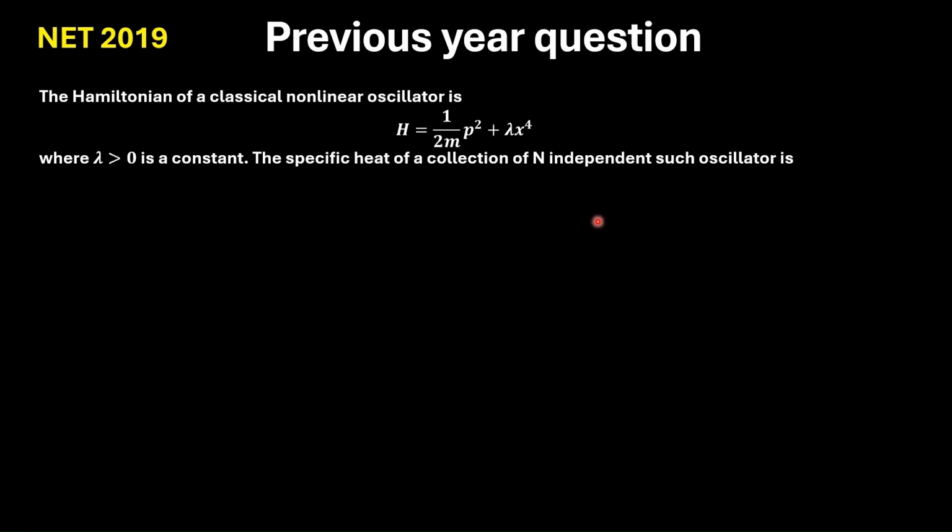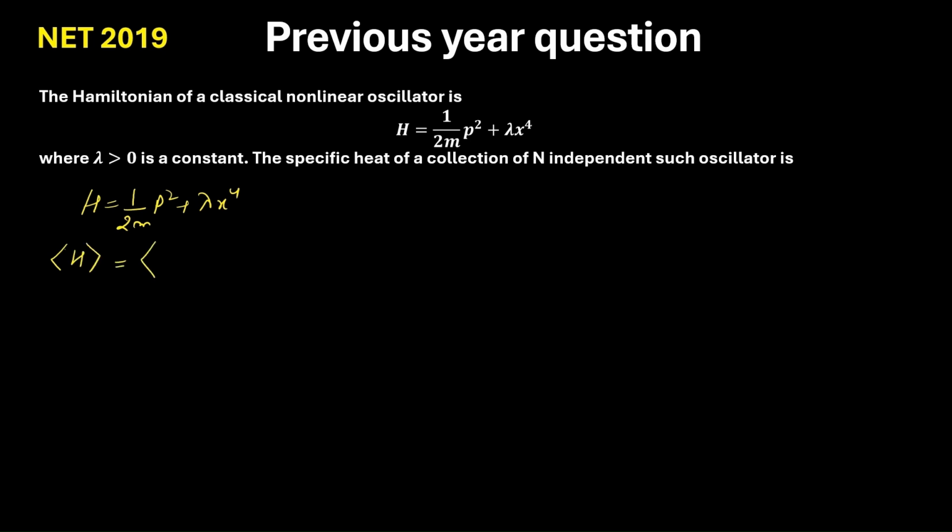So what we will do first, we will find the partition... Oh, we have to find the specific heat. So we need to find energy. So what we will do, we'll write a Hamiltonian. Hamiltonian is already given here: p square by 2m plus lambda x to the power 4. Then we can find the average energy.